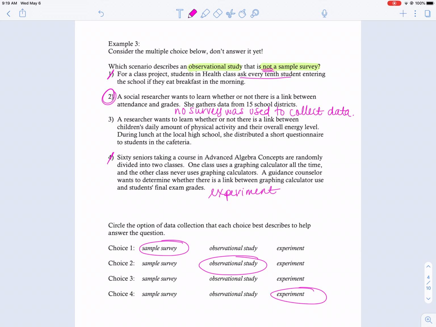Now let's just look at 3. A researcher wants to learn the link between physical activity and energy level. So they distribute a short questionnaire. Done. That's going to be another sample survey. Okay, does everybody understand that? So even though those first 3 are observational studies, an observational study doesn't always have to be a sample survey. Numbers 1 and 3 were sample surveys, where number 2 was not.